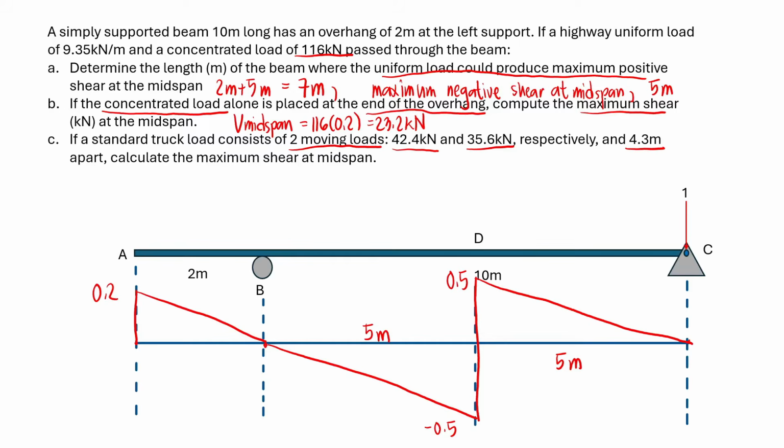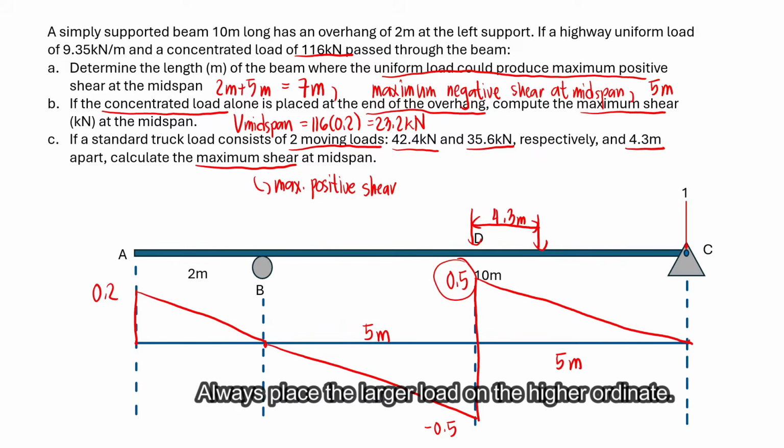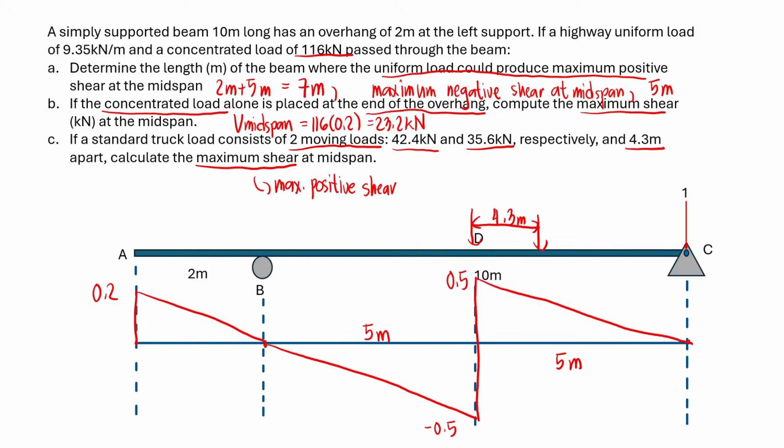However, for the purpose of simplification, we'll say that this is the maximum positive shear, so that our solution will be exclusive to this. So if we are looking for the maximum positive shear, we need to place our loads at these points. These moving loads are separated by a distance of 4.3 meters. This is what we have to remember: the higher ordinate should contain the larger load. Since the larger load is 42.4, we'll place that at 0.5.